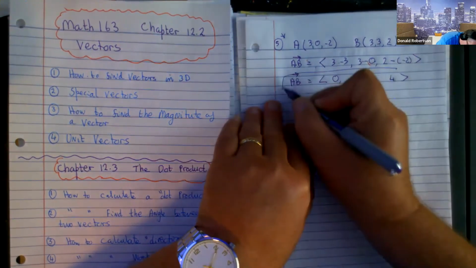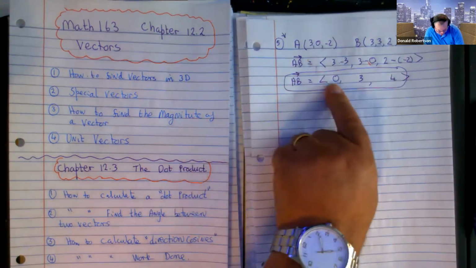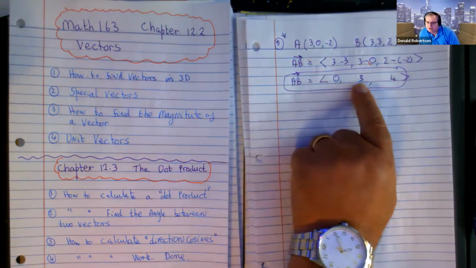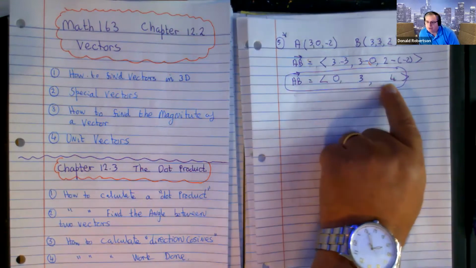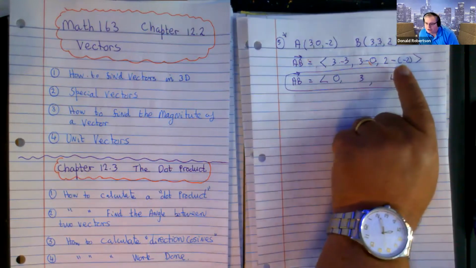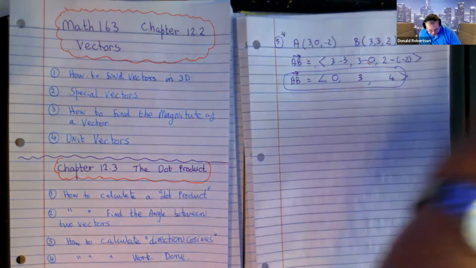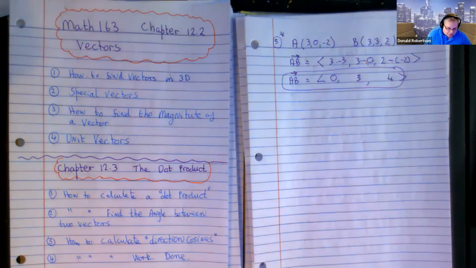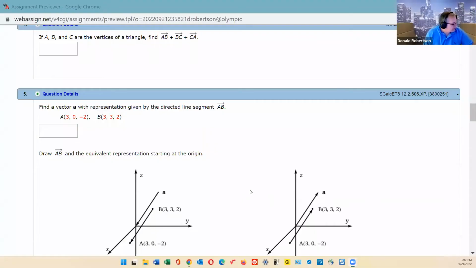The vector joining A to B, you'd start at any point you like, but you could start at A if you like. Move 0 in the X direction, move 3 in the Y direction, and then move up 4 in the Z direction. And from wherever your starting point is, join it to your end point, and that would represent a vector like that in 3D. Now I'm going to nip over to the homework and show you how you would write that down in WebAssign. So you should be looking at question 5 right now.